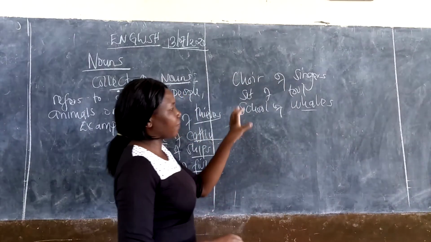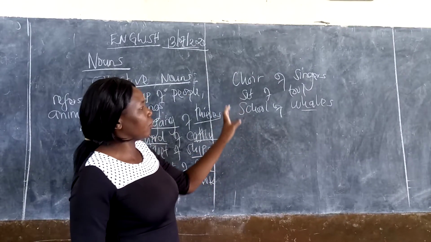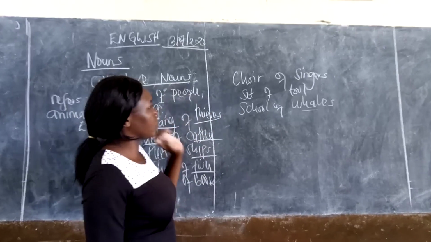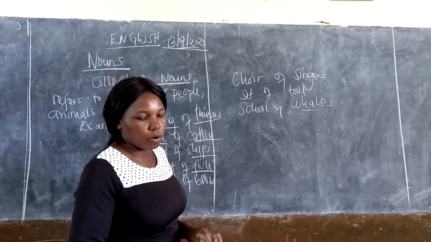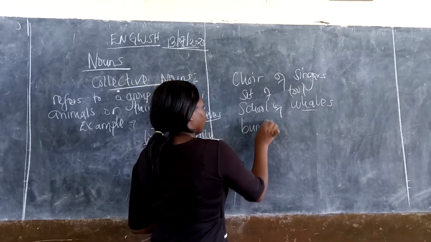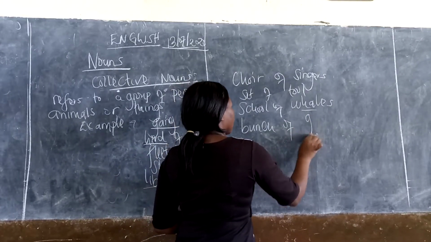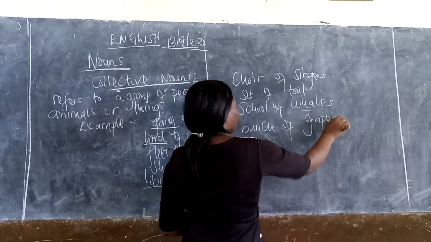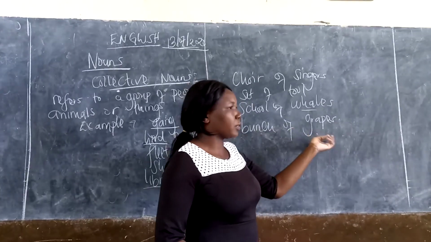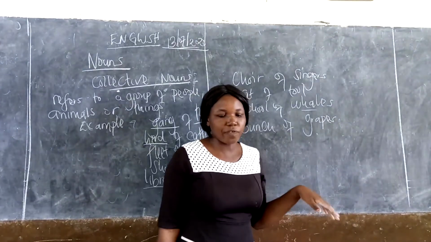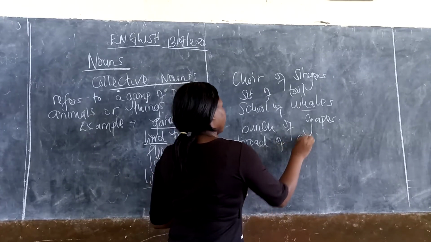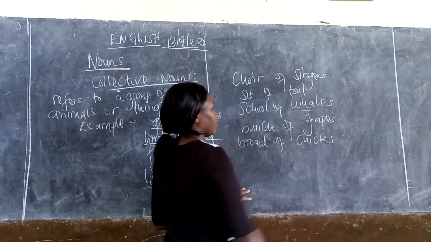We also have, there are very many. This is a very long list of collective nouns. We also have another example, a bunch of grapes. These are very many grapes, the fruits. We have a brood of chicks.